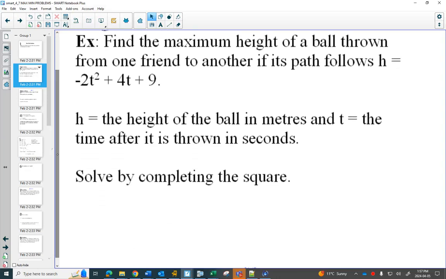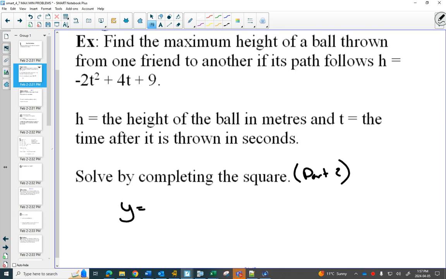So we have to solve by completing the square, part 2, right? This is not completing the square with equations, but our new completing the square where we change it to standard form. So first of all, you would factor out the -2, keep our +9, and add our spaces.